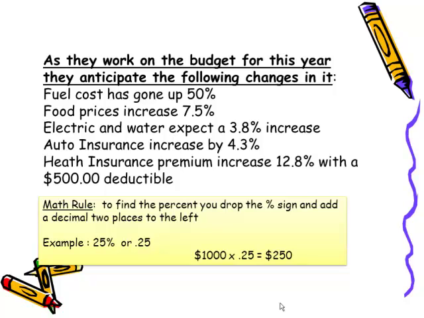So, for example, if it's 25%, you would convert that by dropping the percent sign and moving the decimal place 2 places to the left, making it 0.25. You take whatever the figure is that you're going to adjust, $1,000 times 0.25 will equal $250. That's how you figure percent, a kind of review on percentages. And for some reason, that's the number one problem people have with budgets, forgetting how to do the percent.